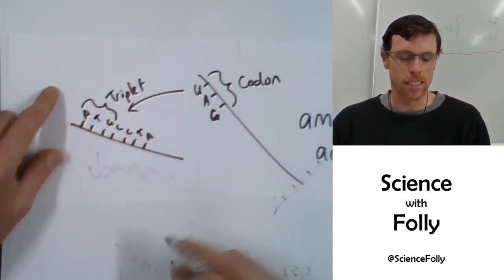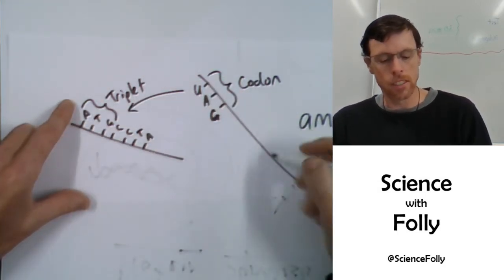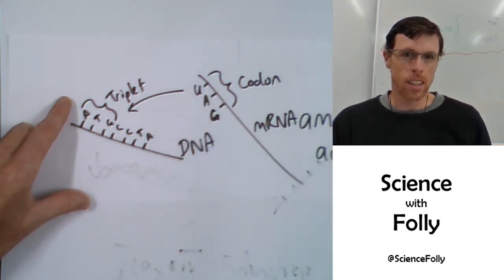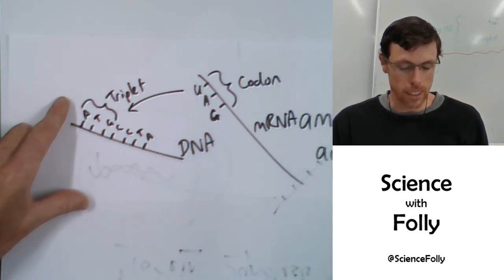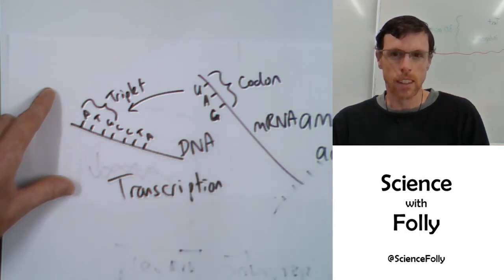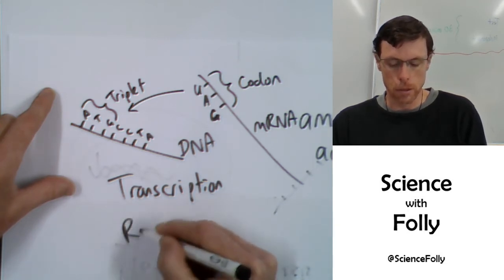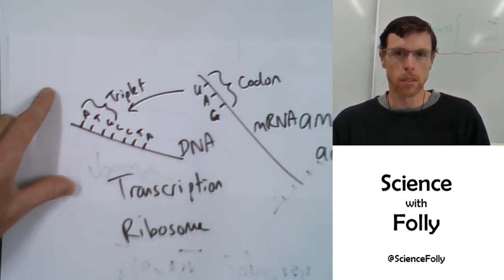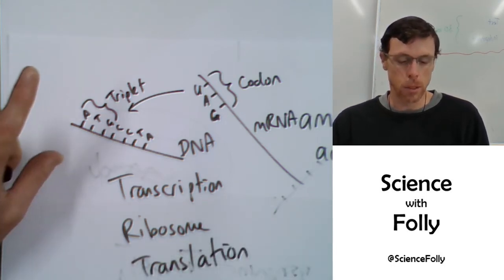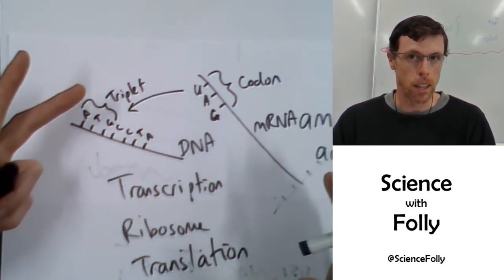Those amino acids, where do they come from? What's going on there? So we get messenger RNA copying the DNA inside the nucleus, and this process is called transcription. Then the messenger RNA goes outside the nucleus to the ribosome, and inside the ribosome a process called translation occurs. Translation is where the messenger RNA gets turned into amino acids, proteins.